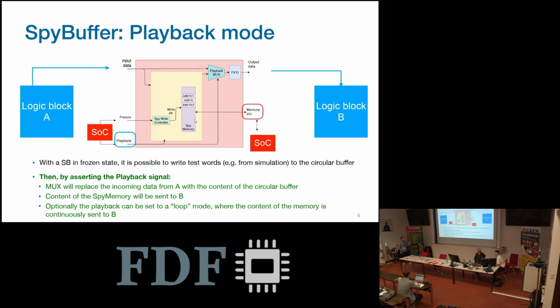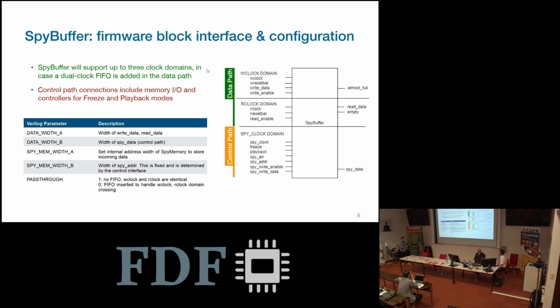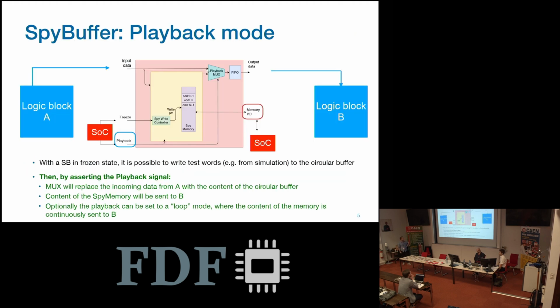Another interesting mode is the playback mode. So assuming that you already froze your Spybuffer, so its memory is not being written anymore by what is incoming from the logic block A, then you can write something that you maybe have from simulation, or maybe some logic that you want to test, some test words that you want to test. And when you act on the playback signal, the multiplexer that is here will act on the data path, replacing the content coming from A with the content of the memory.